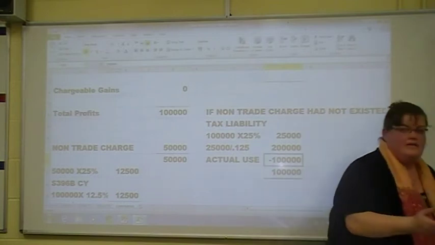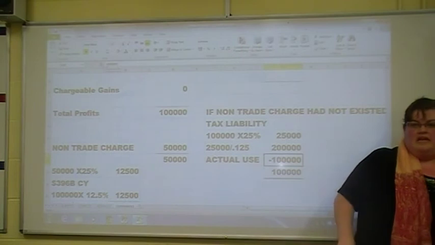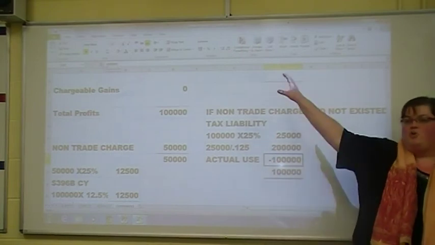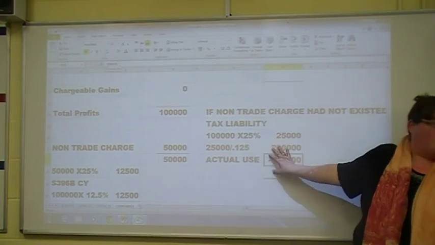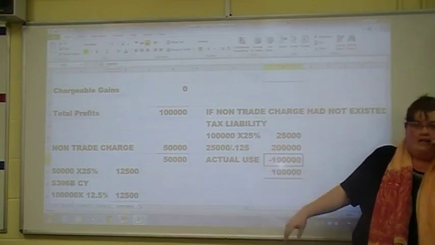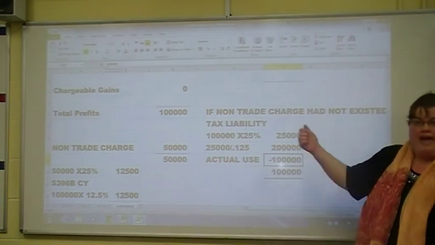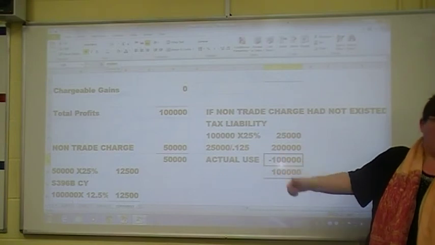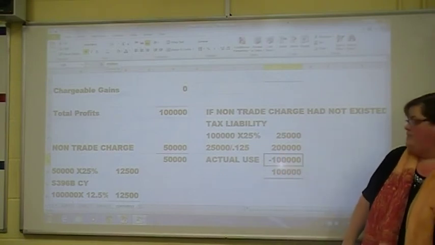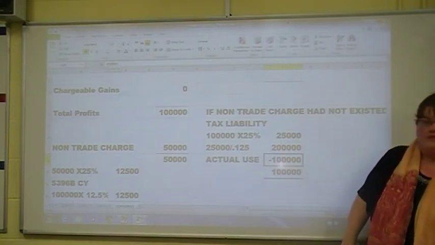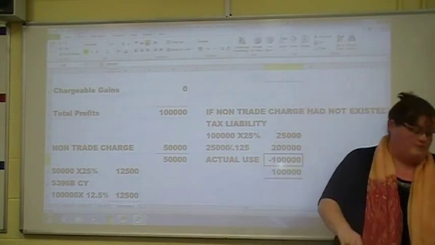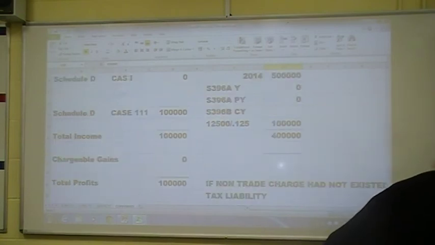It doesn't make sense, do you know what I mean? It'd be easier to just do it this way, wouldn't it? But you have to show it done like that first, then show it going back to disallow the non-trade charge after you've used it. Because you can't use a non-trade charge and use section 396B loss as well. So you're just using the non-trade charge and then reversing what you got out of it. So you take 100,000 now out of your losses above. And it's called your non-trade charge restriction.